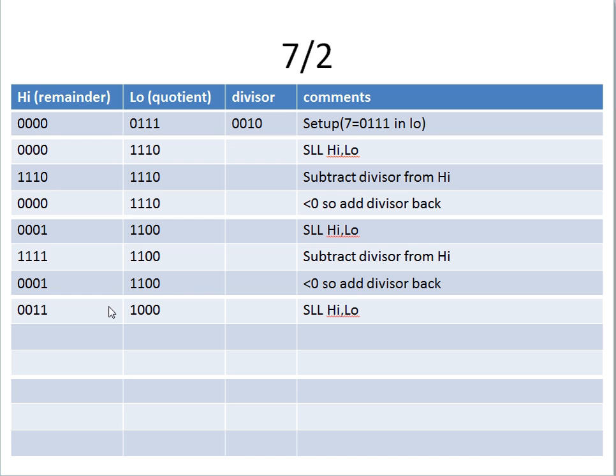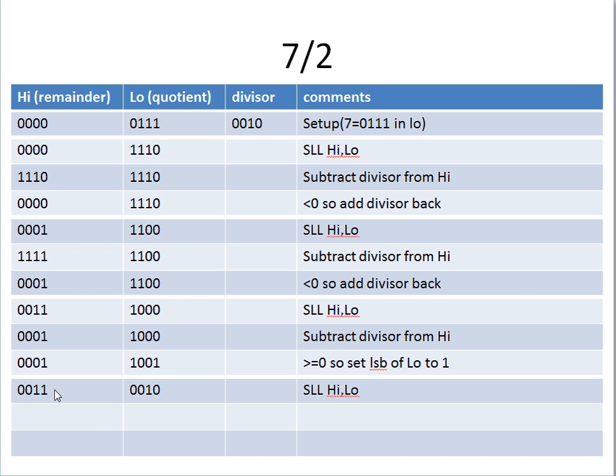Now we'll shift again. So the next 1 comes across, everything shifts over, so now we have 3. So since we now have 3, when we subtract 2 from 3, we get 1. This is now positive. Since it's a positive number, we're going to keep it. We don't have to add the divisor back, but we do need to record that it was actually successful. So remember, we always guess 0, and we flip the bits when it really does actually work.